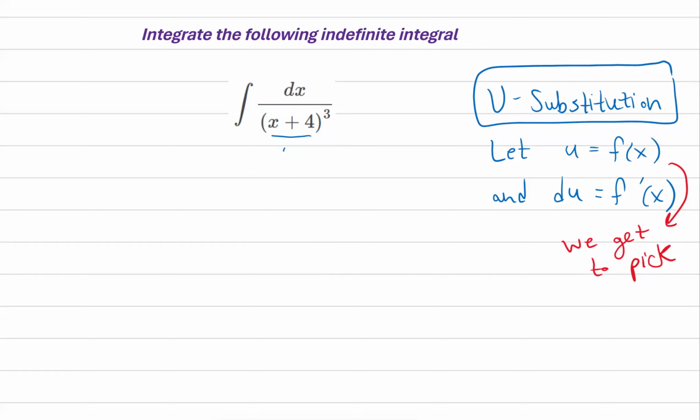What I'm going to do is let u equal this entire expression, x plus 4. So I'll make a little chart for myself. U is equal to x plus 4. So then we're going to figure out what du is equal to. The derivative of x plus 4, we get 1 for the derivative of x, and then 4 has a 0 derivative.